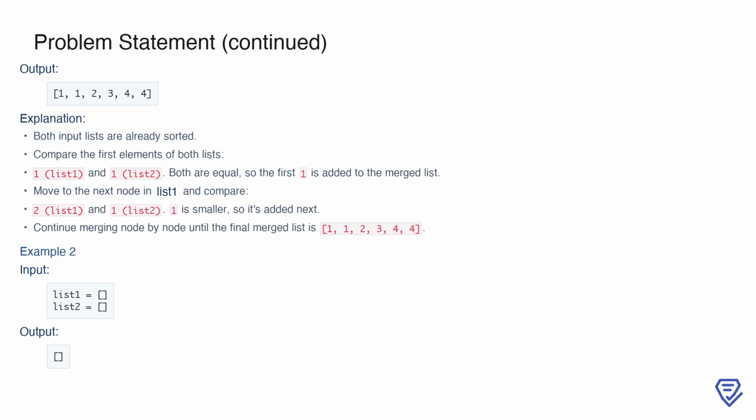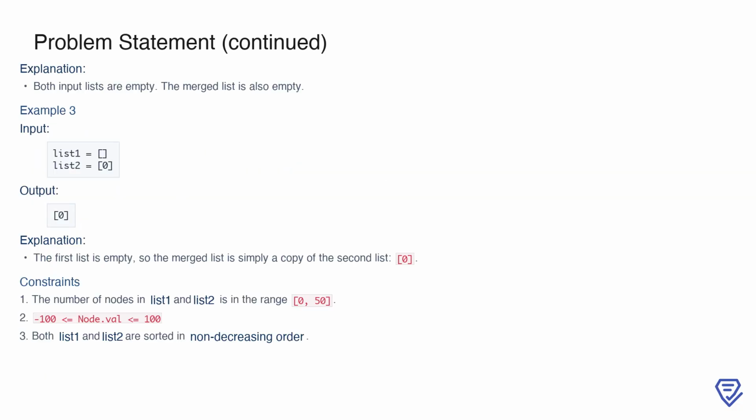Now, if both input lists are empty, as shown in the second example, the output is simply an empty list, since there are no nodes to merge. In the third example, list1 is empty, and list2 contains a single node with the value 0. Since the first list has no nodes, the merged list is just a copy of list2, resulting in 0. This demonstrates that if one list is empty, the merged list will directly be the non-empty list.